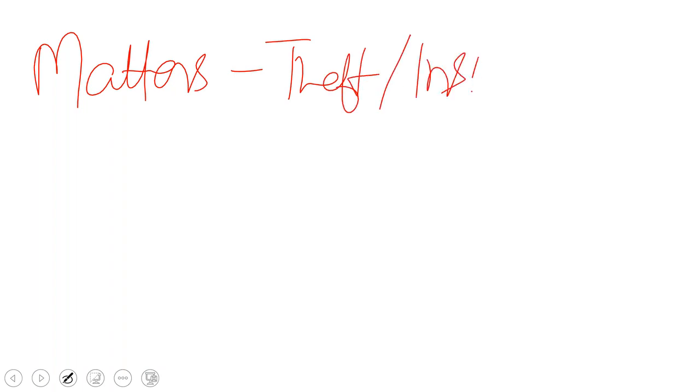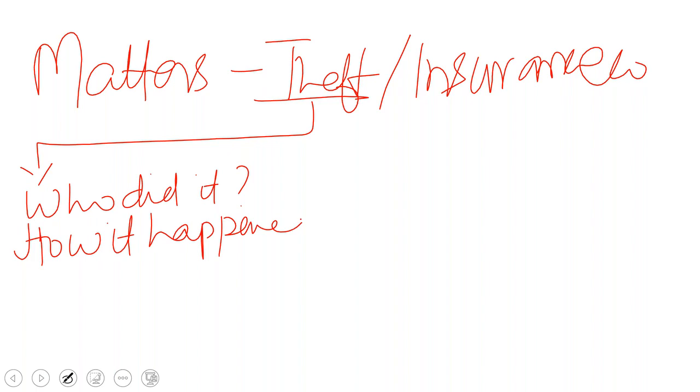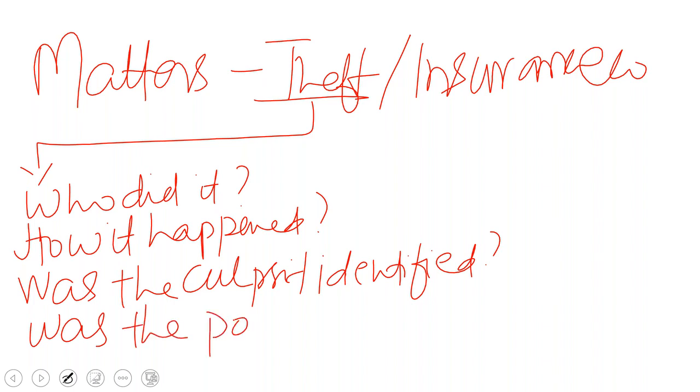What are matters for theft? Matters for theft and matters for insurance claim. It is such an easy question. The matters for theft: who did it, how it happened, was the culprit identified? Who did it exactly? Was the police informed for the theft?